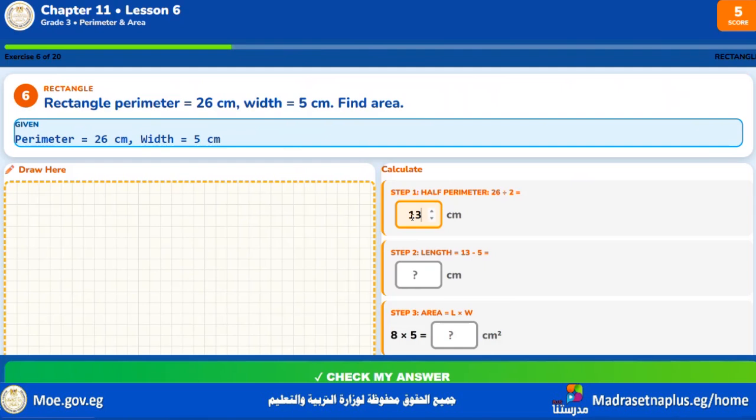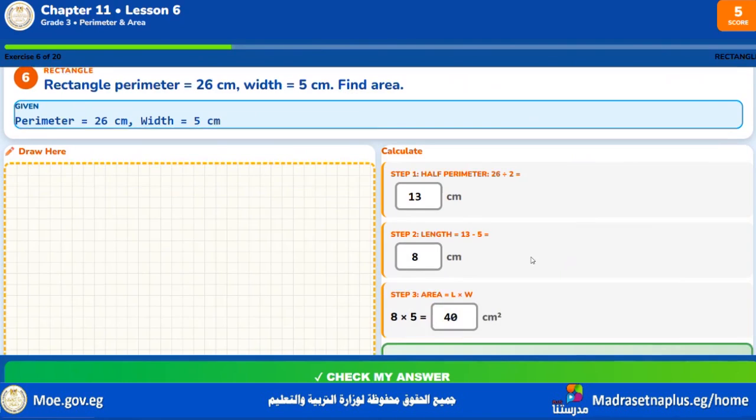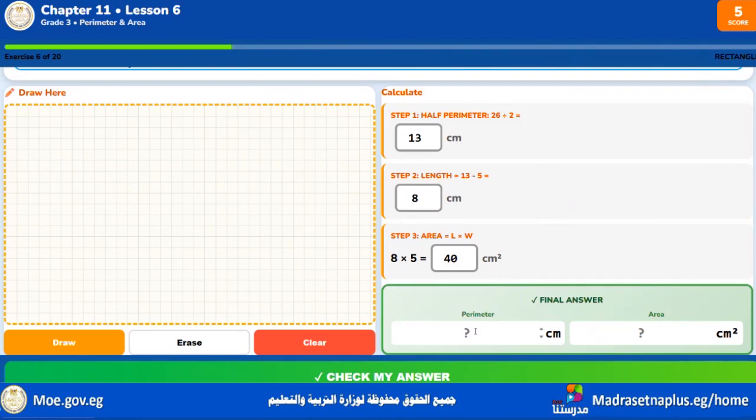Now length and width together equal 13 centimeters, but the width equals 5. Easy to get: the length equals 8. Why? 13 minus 5 equals 8, or which number added to 5 gives 13? It's 8. Now I have length and width. Can you get the area? Just times 8 by 5, which equals 40 square centimeters. You should write the answer first: the perimeter is 26 and the area is 40.